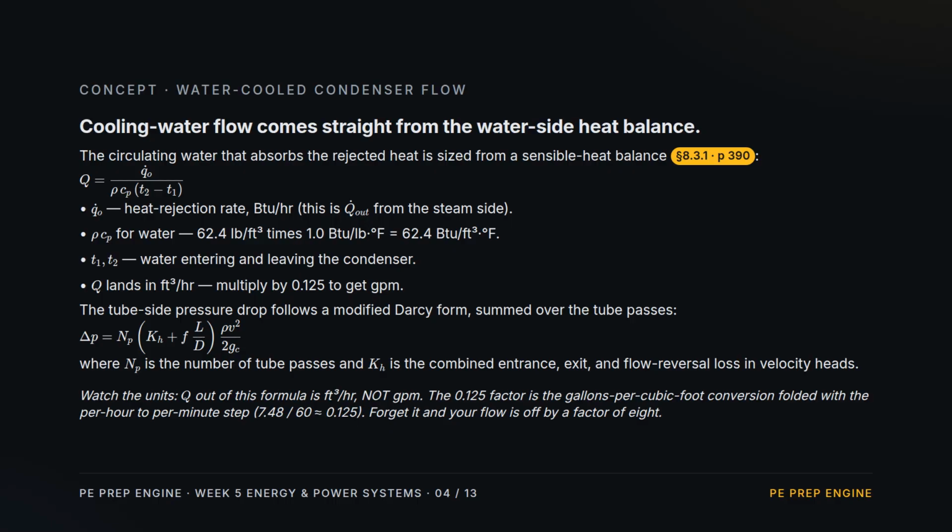The tube side pressure drop follows a modified Darcy form summed over the number of tube passes, with a combined entrance, exit, and reversal loss coefficient.